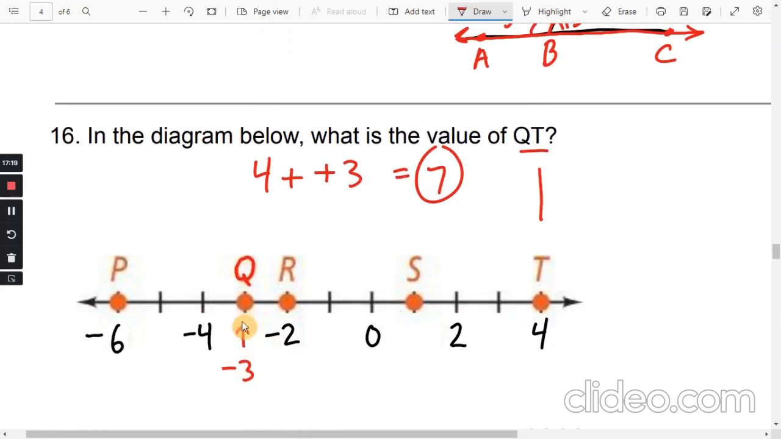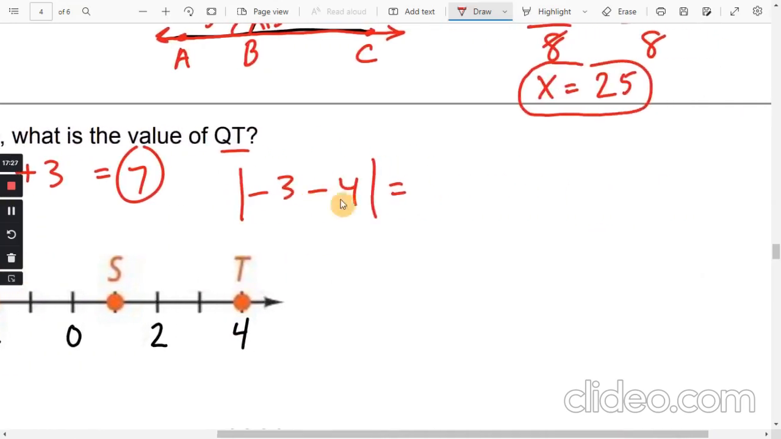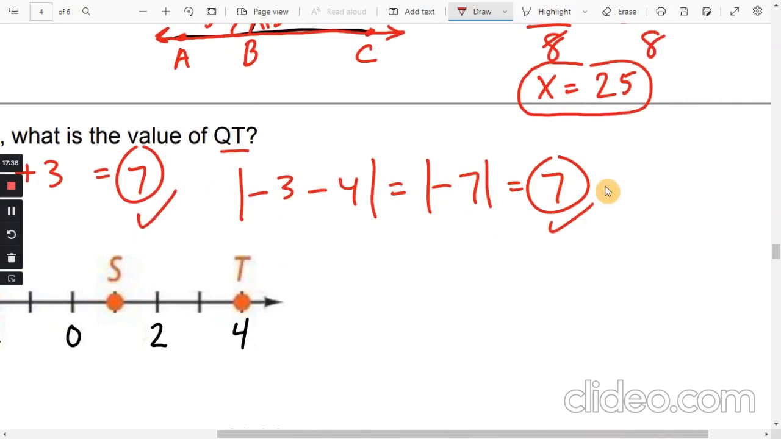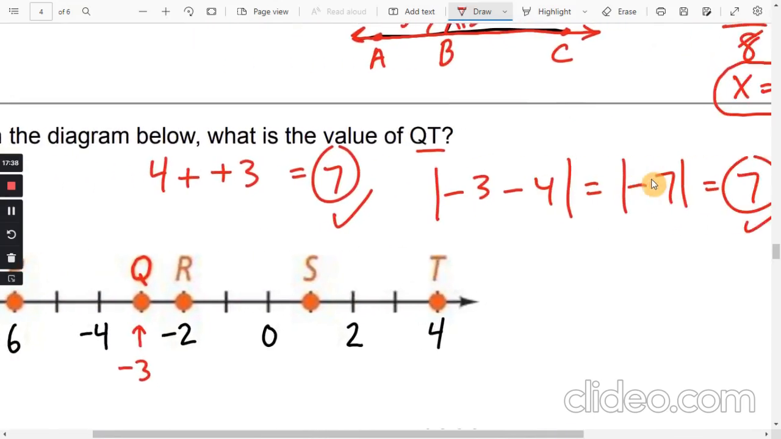All right, if you did -3 minus 4 and took the absolute value, that would be the absolute value of -7, and that makes it +7. So same thing no matter how you subtract. But to me, it's easier to put the bigger number first.